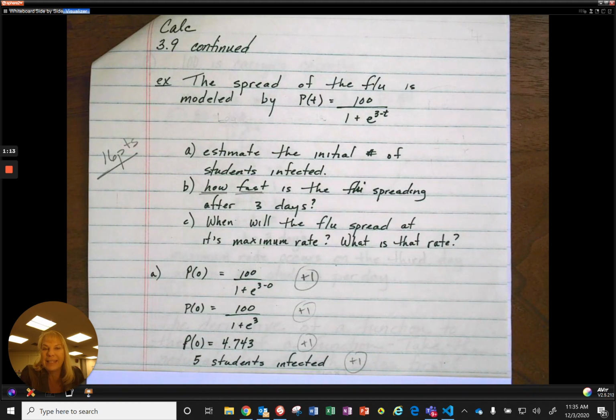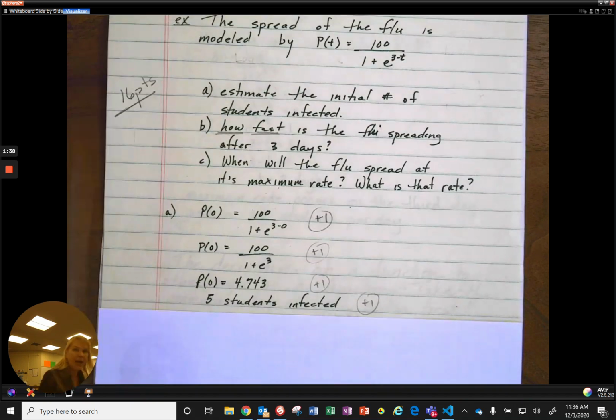How fast is the flu spreading after 3 days? Please ignore the U being dotted. It just happens. I don't know why. All right. How fast? How fast implies the derivative. It is a rate of change, the speed, how fast. So when I'm looking for speed, I need to take the derivative of this.